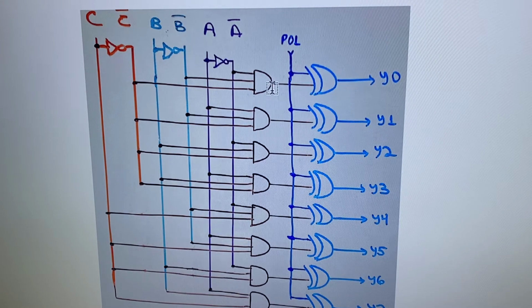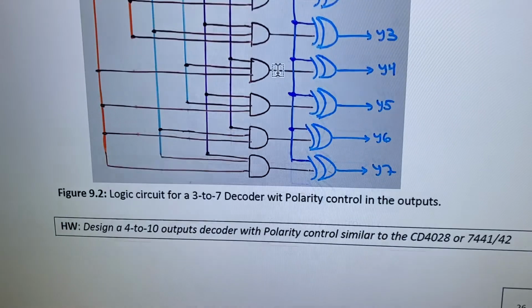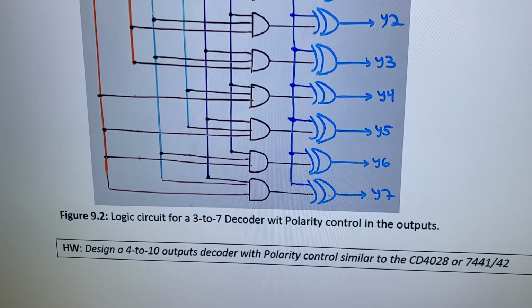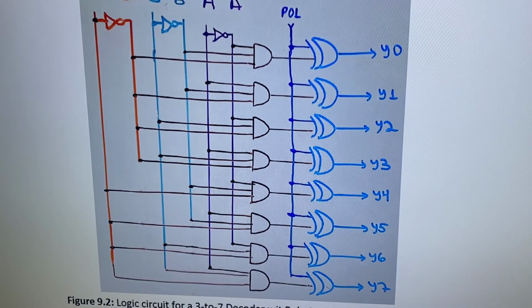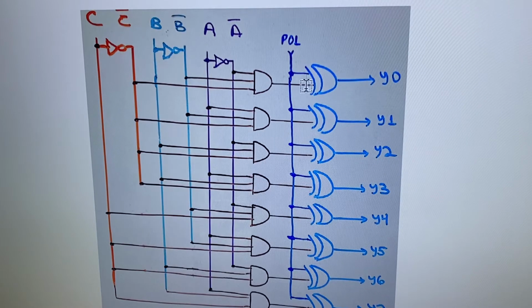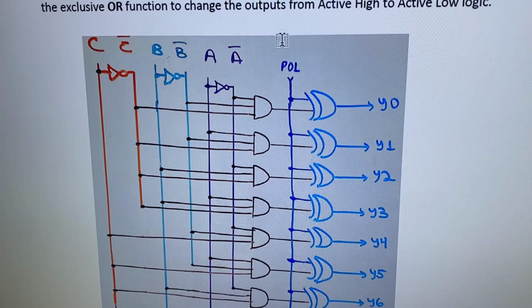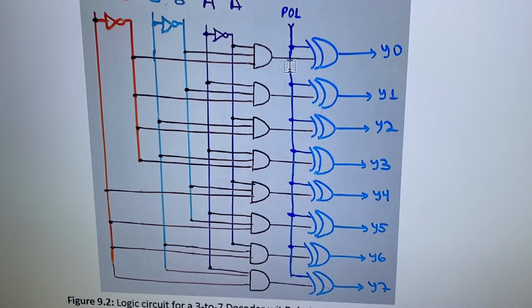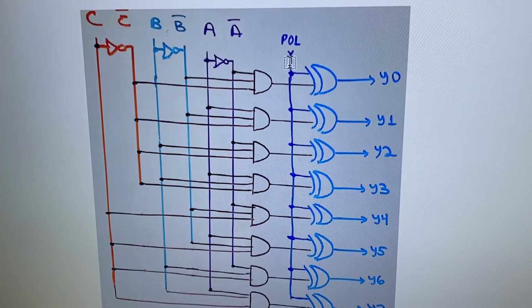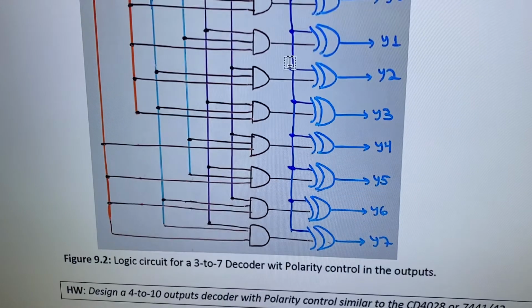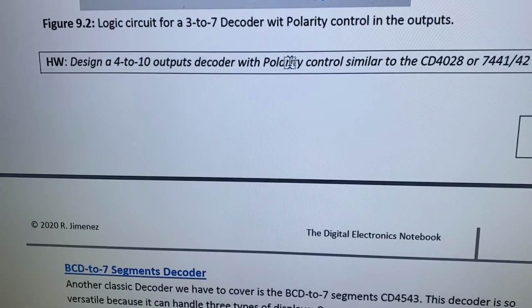So now we add the polarity control with the exclusive OR gate to determine if you want the Y0 or you want the not Y0, okay? Also for Y7. Because the polarity control is connected to all of them, you can control the polarity with a single bit called pole. And this is very common in many decoders, but right here we are adding that.